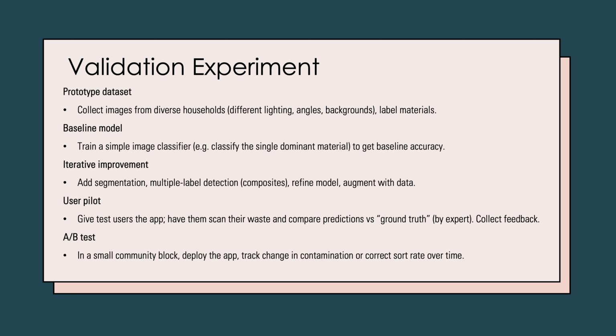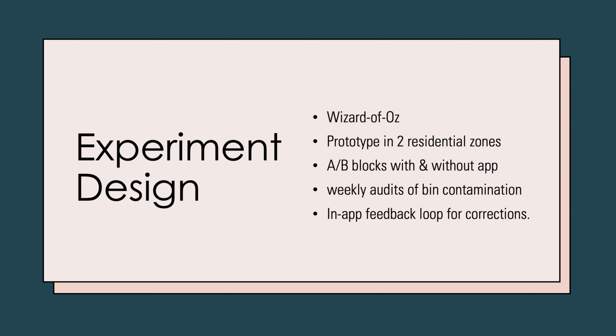Augment for glare, low light, and motion. In step 4, our pilot. Let users try the app, and then we compare the prediction with the expert labels, collecting feedback from the users. In step 5, we do an A/B test in 2 residential zones, with and without the app, plus weekly bin audits to measure the contamination change. Earlier on, we can also run Wizard of Oz sessions. The users interact with a working UI where our experts supply the AI's answers behind the scenes. This validates behavior and gathers real input before a full model deployment.